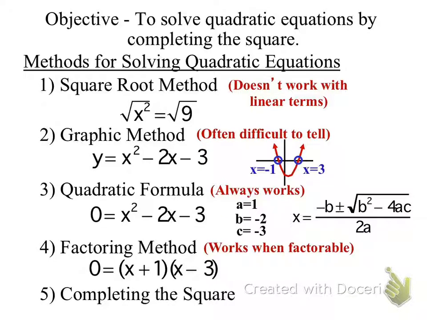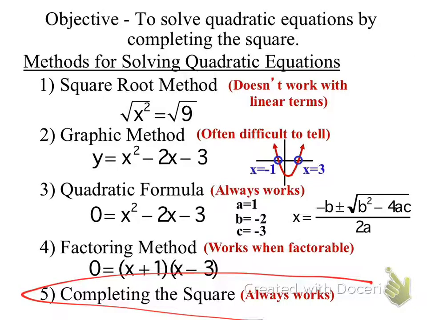So then we have the last method, which is called completing the square. If I look at all of these methods, we really only have completing the square left, and the quadratic formula. So today we're working on completing the square, and both methods work every time. Whereas square root doesn't work every time, graphing doesn't work every time, factoring doesn't work every time. Completing the square and quadratic formula work every time.